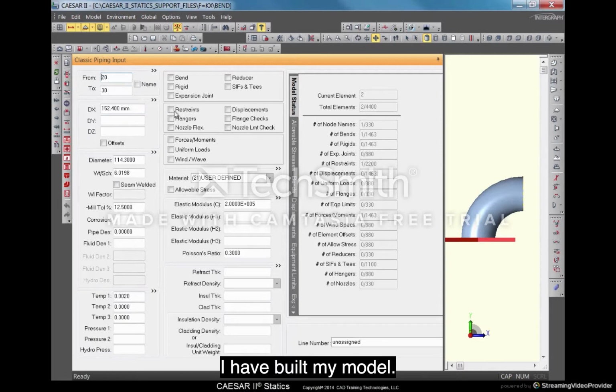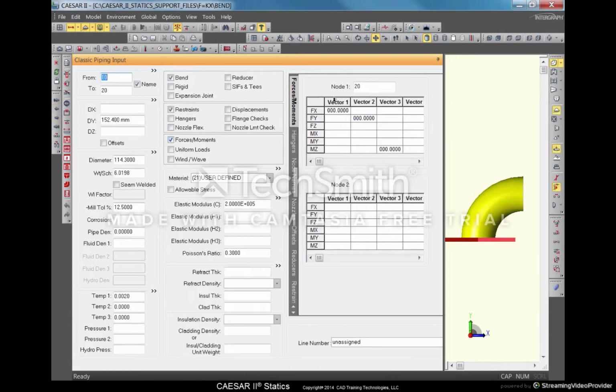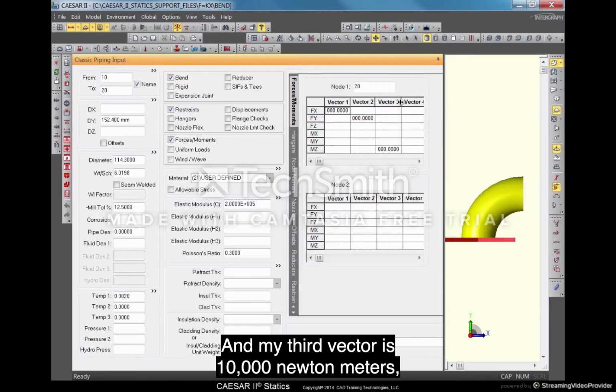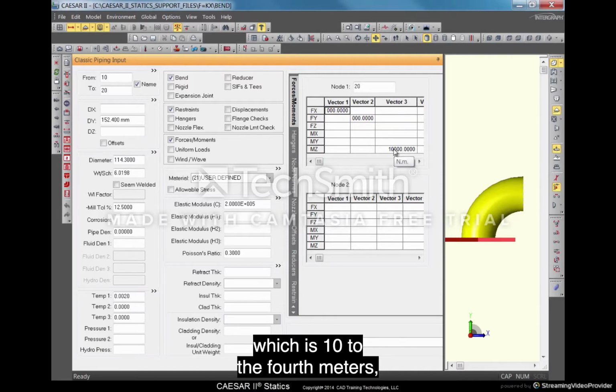I have built my model. I put my loads on the end. Here's my forces. 10,000 in the x direction is my first vector. 10,000 in the y direction, that's my second vector. And my third vector is 10,000 Newton meters, which is 10 to the 4th Newton meters, but 10 to the 7th Newton millimeters.